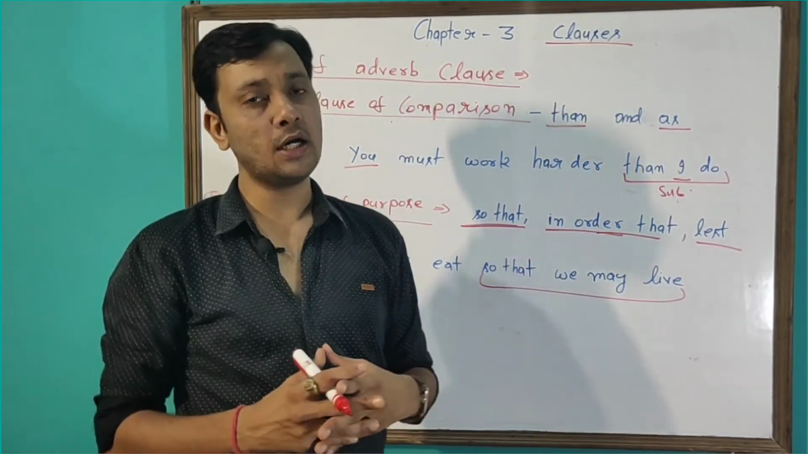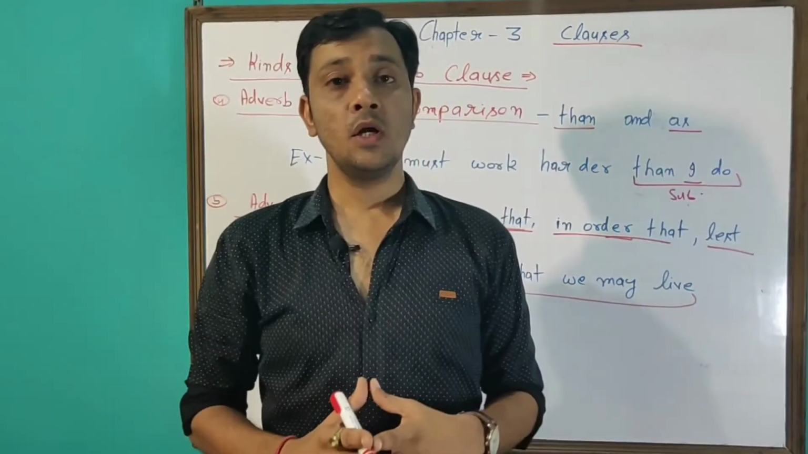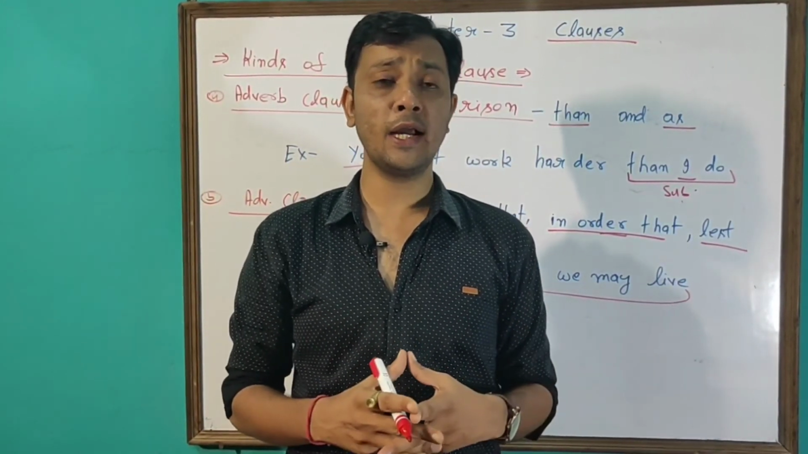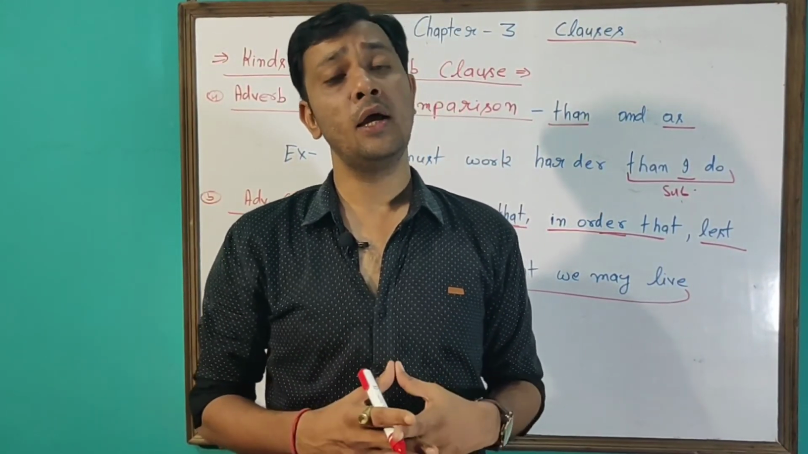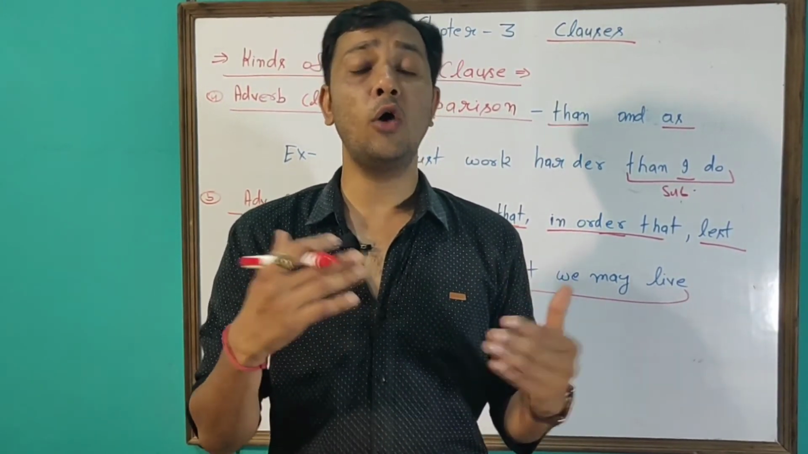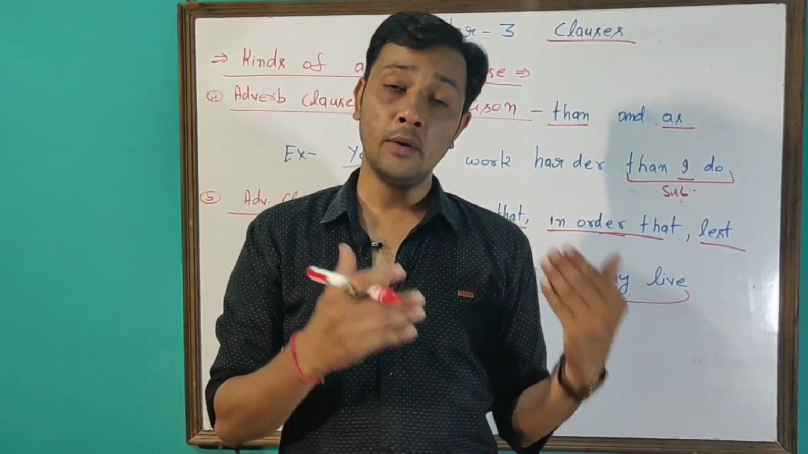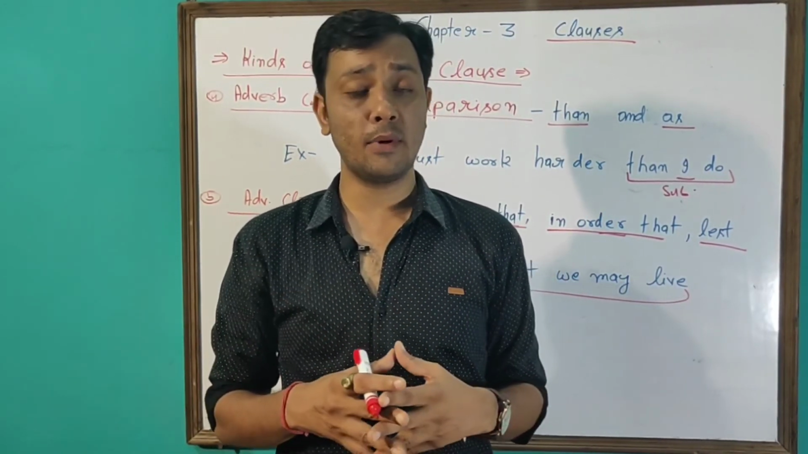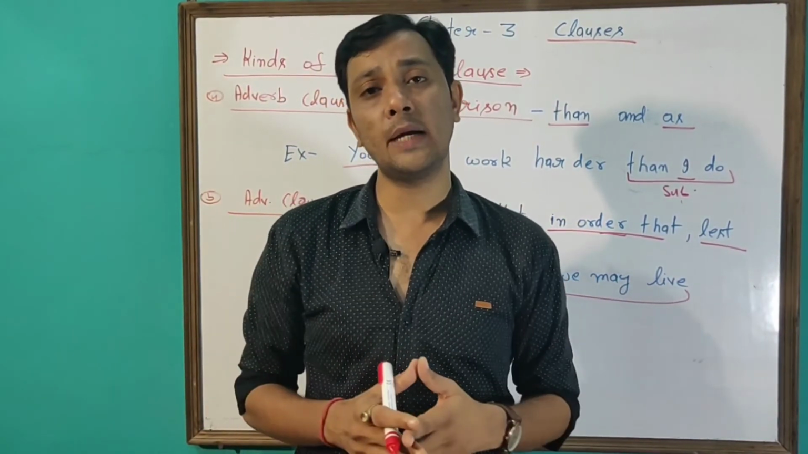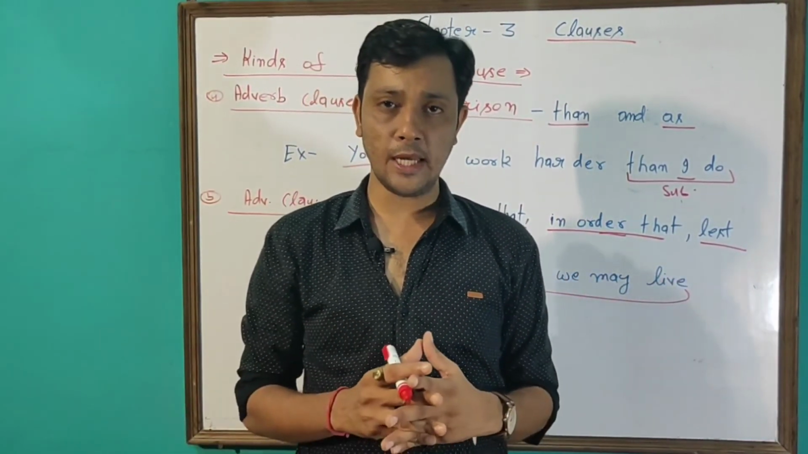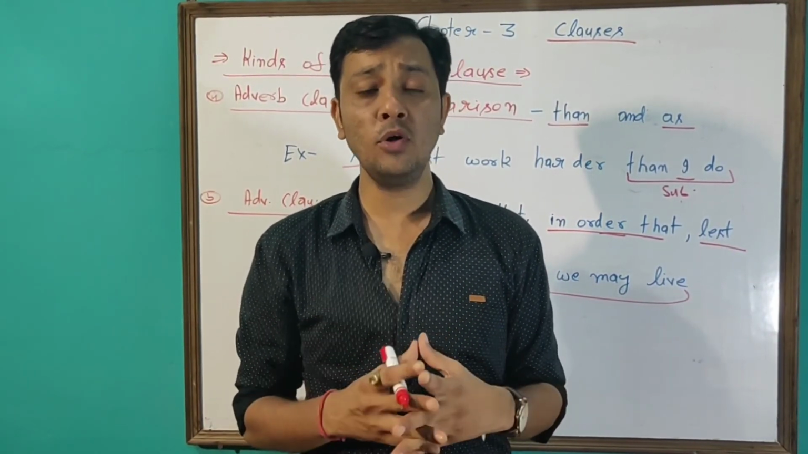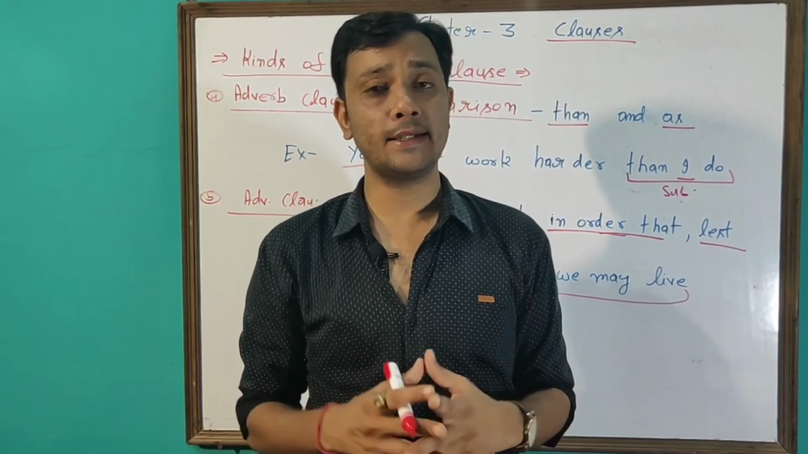So that's all about the clauses I explained: what a noun clause is, how many kinds of noun clause, then the main clause and subordinate clause, how many kinds of subordinate clause, noun clause, adjective clause, and adverb clause, and then how many kinds of adverb clause. Everything related to this chapter I explained. I hope you understand the chapter. Now go through the chapter once again from the book and try to solve the exercises.